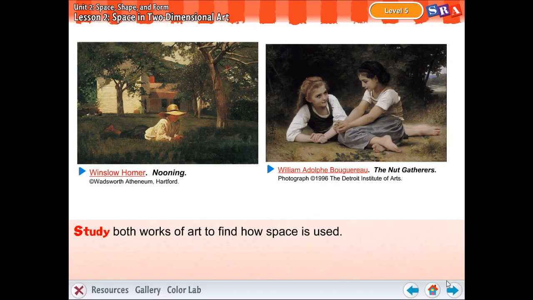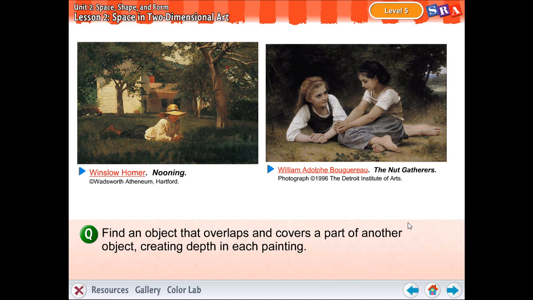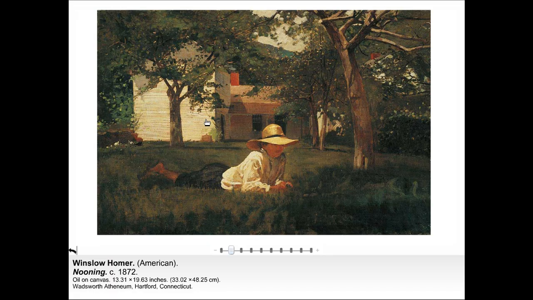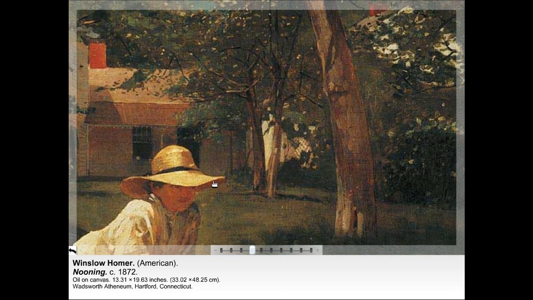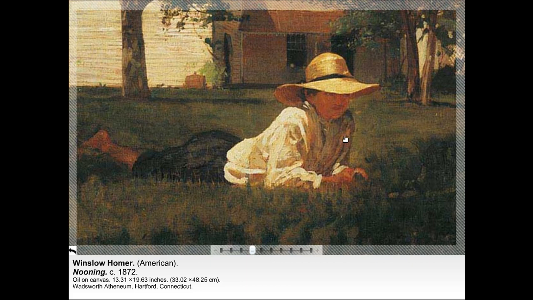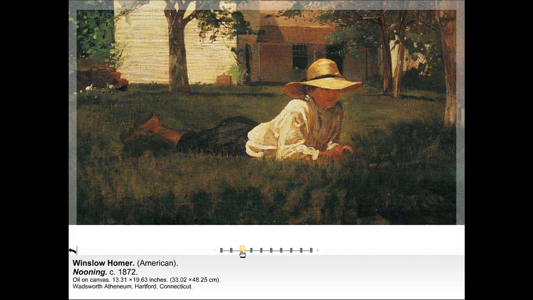Okay, so let's look at how the space was used. Find an object that overlaps and covers part of another object. Okay, creating depth in each painting. Okay, so what's something that's in this painting that's overlapping and creates depth? Okay, just want you to take a look. We'll go over in just a minute. So, what is something that is overlapping? And remember, a piece of paper is 2D and it's flat.